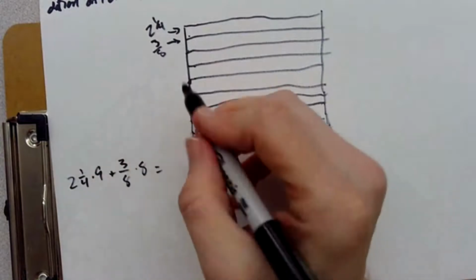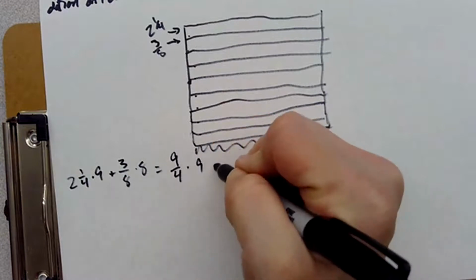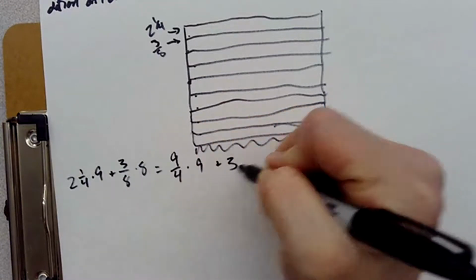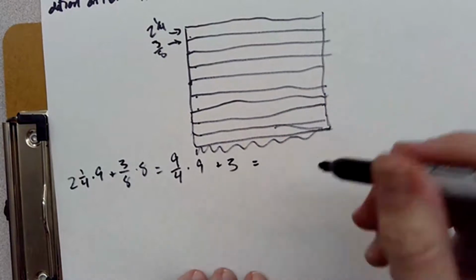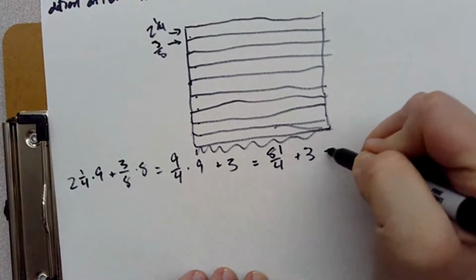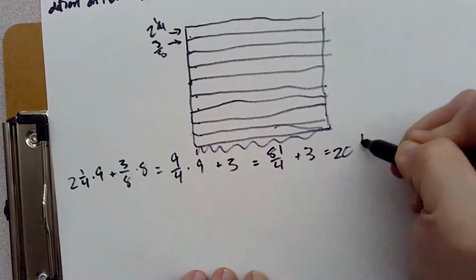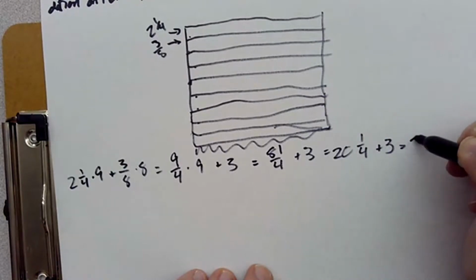Okay, so 2 1/4 is 9/4 times 9, plus 3/8 times 8 is just 3. 9/4 times 9 is 81/4, plus 3 is 20 1/4, plus 3, which is 23 1/4.